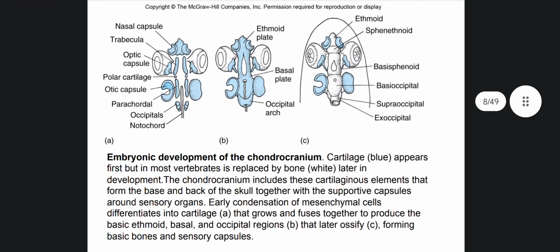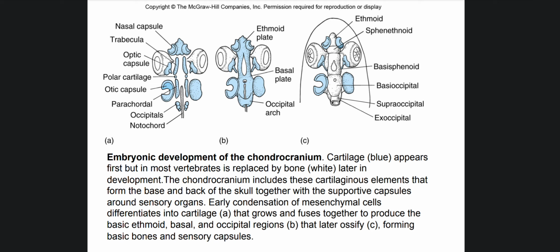You can once again go through this diagram properly and see exactly how the embryonic development takes place in the chondrocranium. The blue color given for cartilage appears first, but in most vertebrates it is replaced by bone, which becomes white in color. The chondrocranium includes these cartilaginous elements that form the base and back of the skull together with the supportive capsules around sensory organs. Early condensation of the mesenchymal cells differentiates into cartilage, shown in diagram A, that grows and fuses together to produce basic ethmoid, basal, and occipital regions.